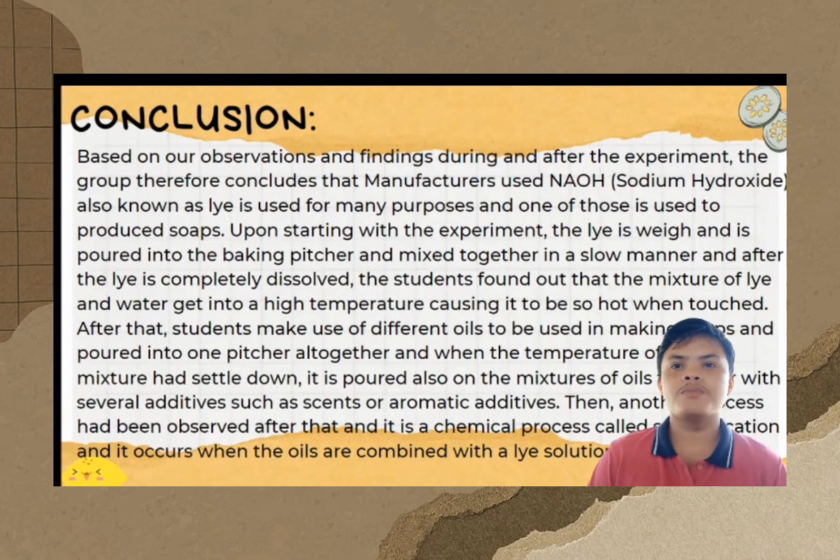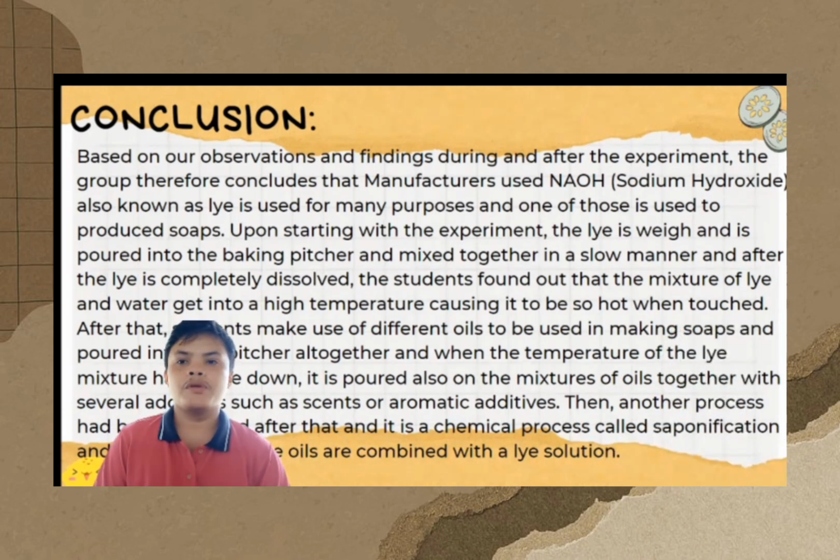After that, students mixed different oils to be used in making soaps and poured them into one pitcher altogether. And when the temperature of the lye mixture had settled down, it was also poured into the mixture of the oils together with several additives such as scents or aromatic additives. Then another process was observed after that, a chemical process called saponification, which occurs when the oils are combined with the lye solution.